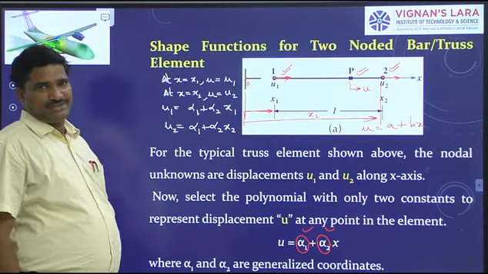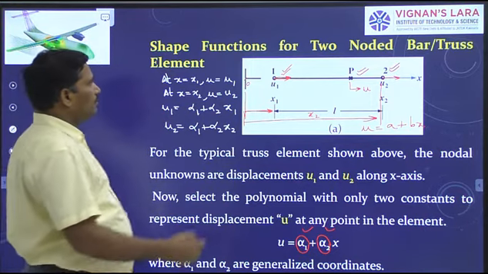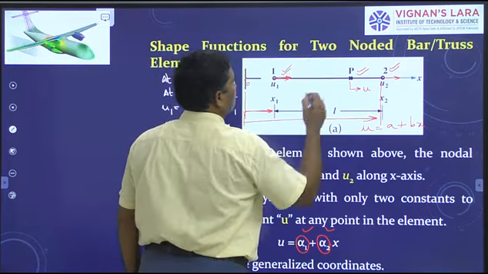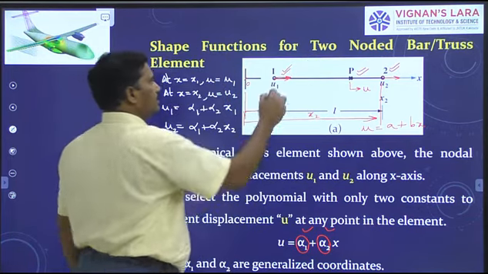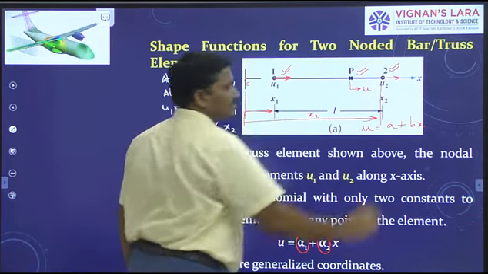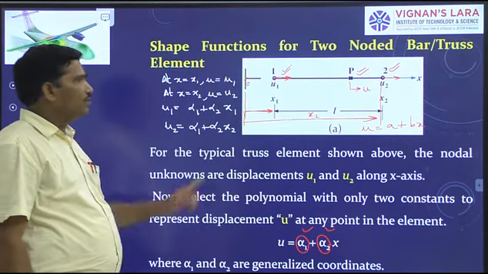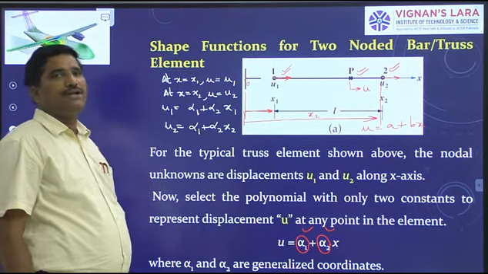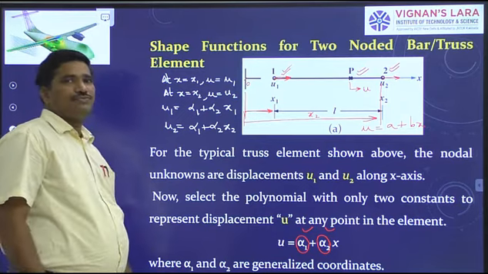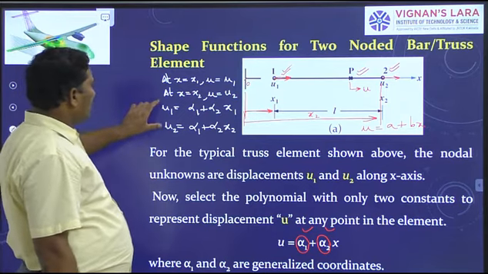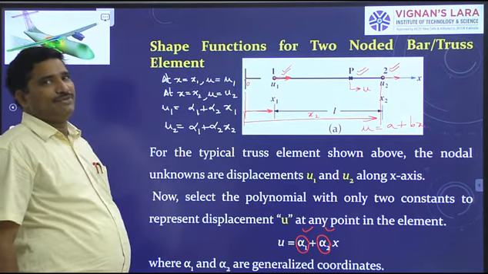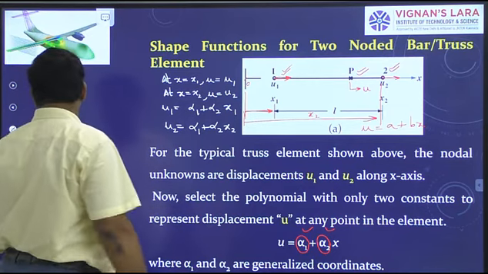We have two equations. What are u1 and u2? They are the nodal displacements. Okay? u1 is the displacement of node 1 and u2 is the displacement of node 2. Now these two equations we can write in matrix form. Okay? Right.